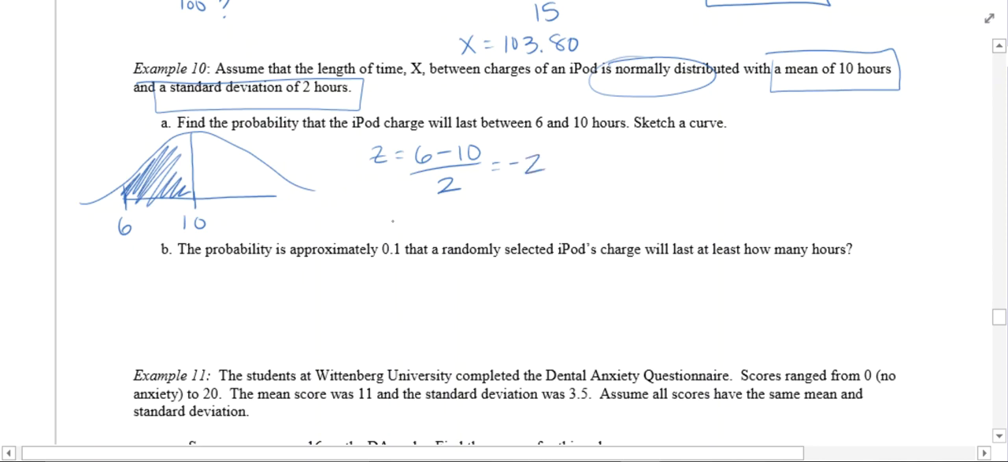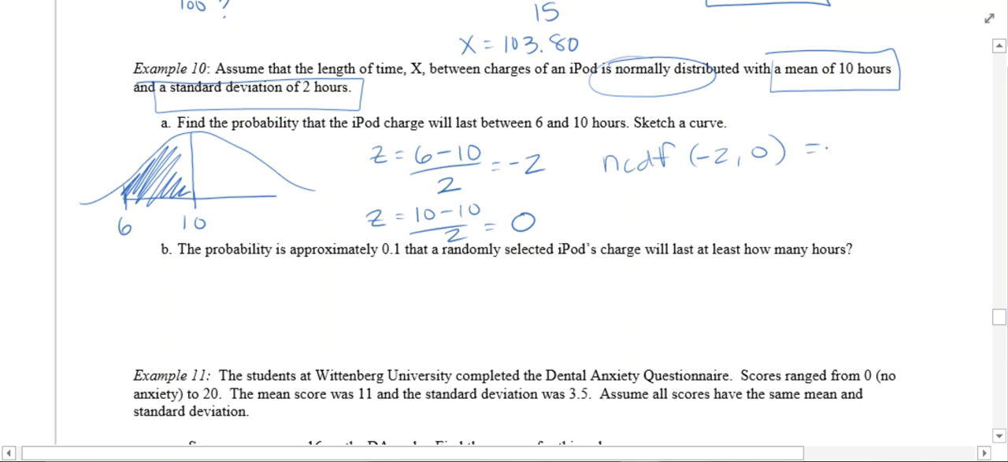What's the z-score for 10 if that's our mean? Do we know that? What's the z-score for 10? Well, we can solve it. It'd be 10 minus 10, which is 0. So the z-score for the mean is 0. So those are z-scores. We want to know the probability or that area. So now we're going to use normal CDF. We're going to go from negative 2 to 0.